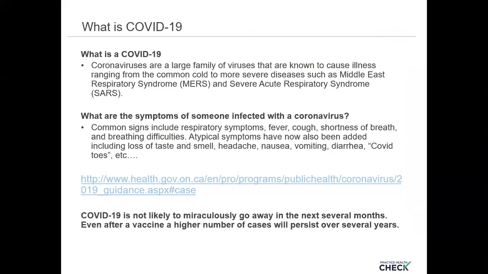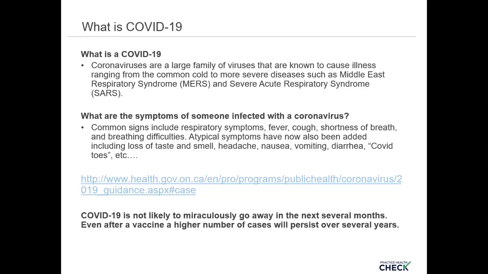So just a little bit of background on COVID-19. What is COVID-19? Coronaviruses are essentially a large family of viruses that are known to cause illness ranging from the common cold to more severe disease, such as Middle East respiratory syndrome, otherwise known as MERS, and severe acute respiratory syndrome, otherwise known as SARS.